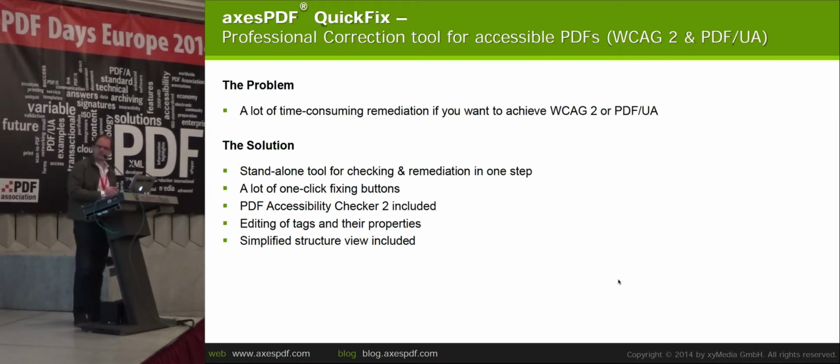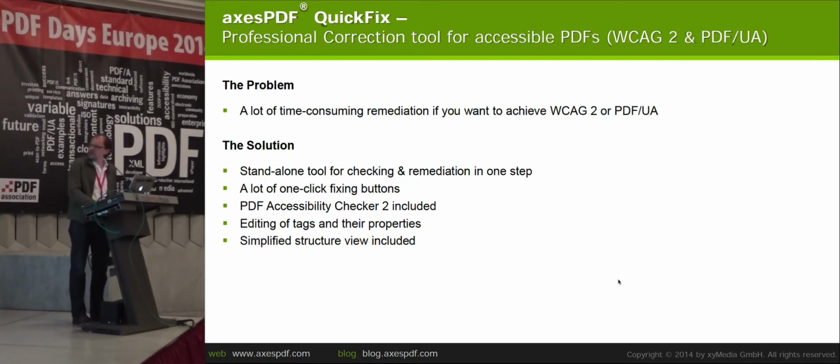And normally you have to do a lot of time-consuming remediation if you want to achieve WCAG 2 or PDF UA. And we have developed a standalone tool for checking and remediation in one step. Normally there is a tool to check and another tool to remediate, and we have combined it. We have a lot of one-click fixing buttons integrated there. And the PDF accessibility checker 2, maybe you know it already, is included there. And you can edit tags and the complete properties, and you have a simplified structure view included.